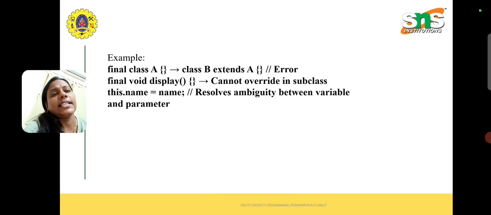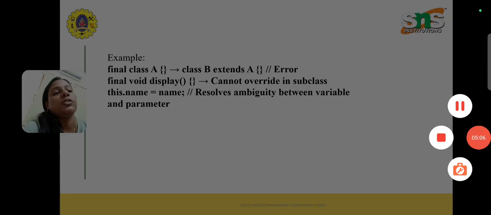While inheriting class B from class A, where A is defined as final and B extends A, it will create an error because a final void display cannot be overridden in the subclass. this.name = name resolves ambiguity between variables and parameters. Once we place the final keyword in front of any class, we cannot override it in a subclass from the superclass.